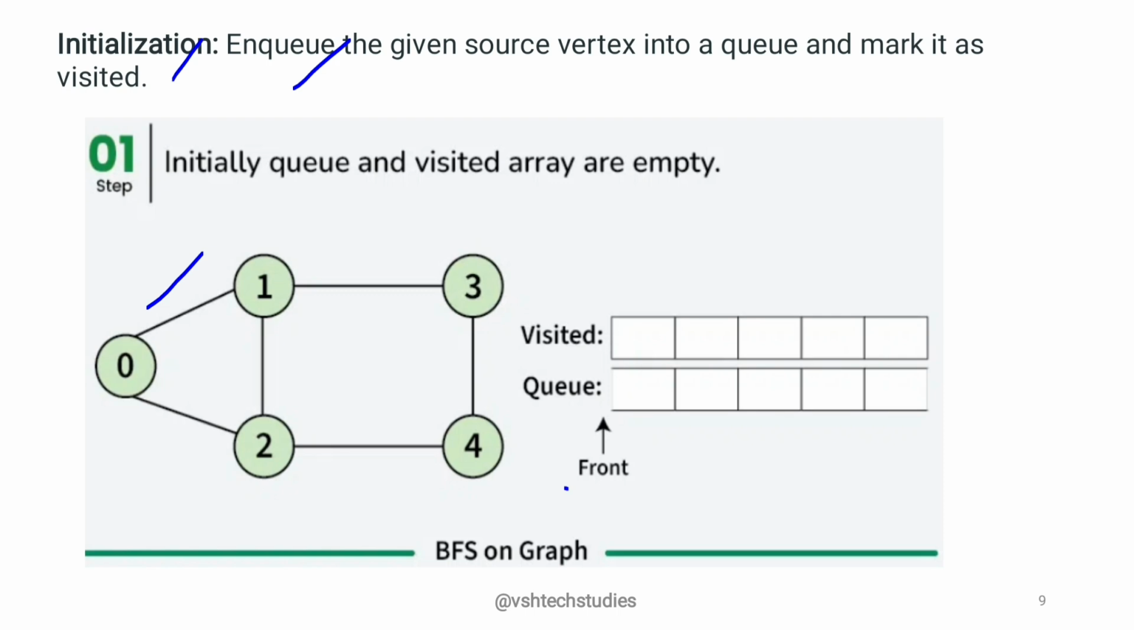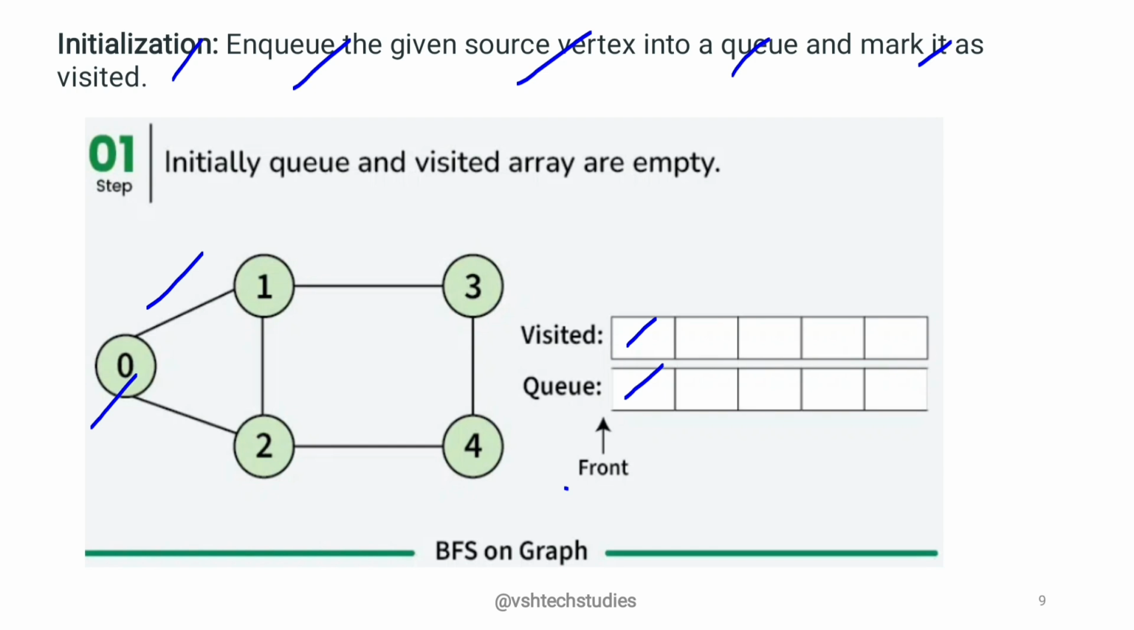Enqueue means put into the queue the given source vertex. Given the source vertex here, for example, we can take 0. If any other vertex is given, we have to start from there. Now we'll start from vertex 0. When we put it into the queue, we have to mark it as visited. Whatever we put into the queue, we have to enter here. Marking it as visited means we put it in this array.